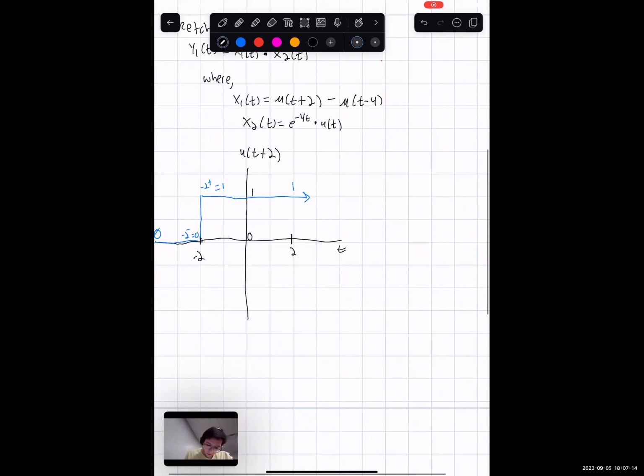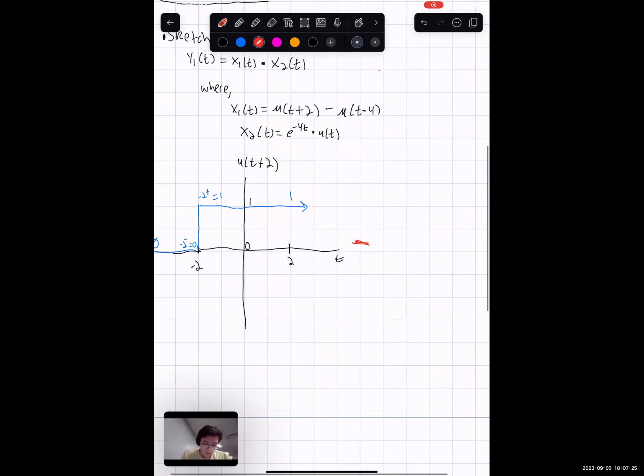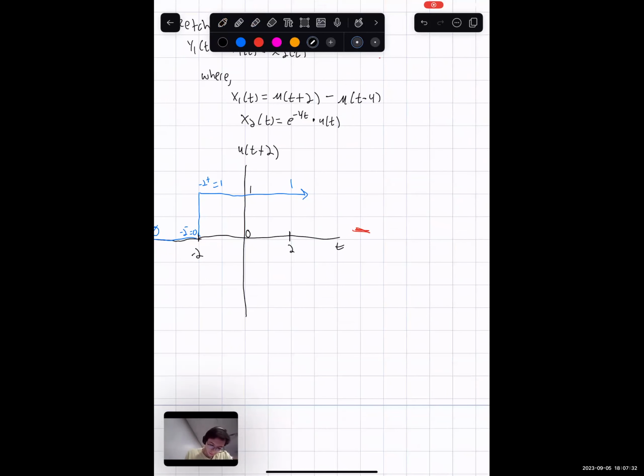And then we're going to go back here to the original equation, guys, and there's this minus sign. So we're going to put a minus sign right here, just so we don't forget. And then we're going to draw the second part of x1 of t. The second component is going to be u of t minus 4. So let's graph that now.